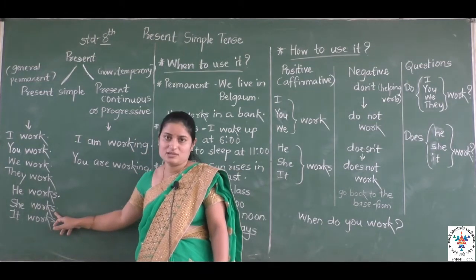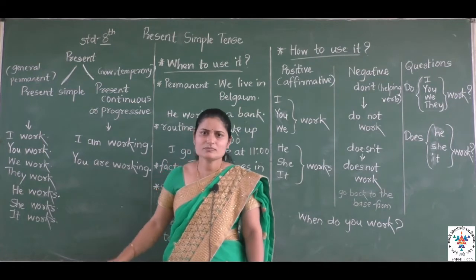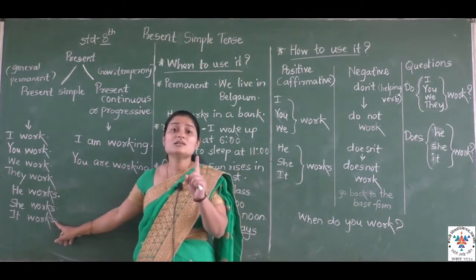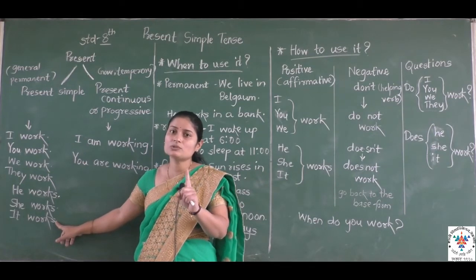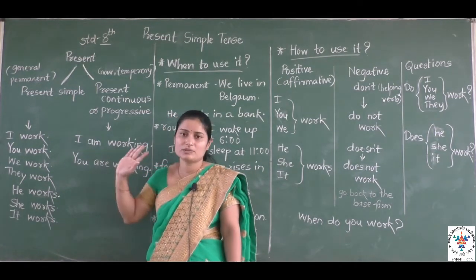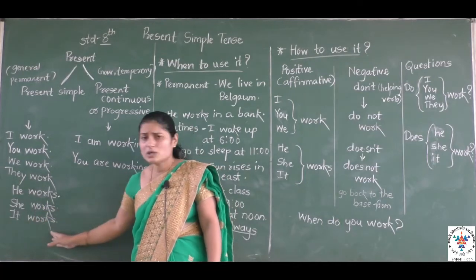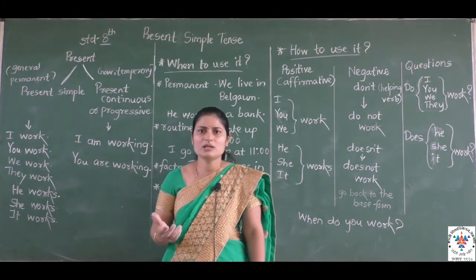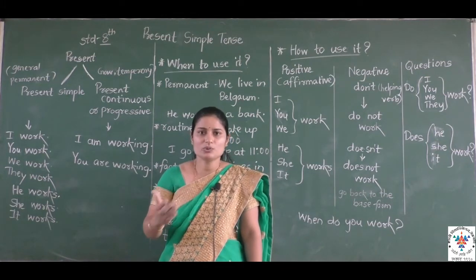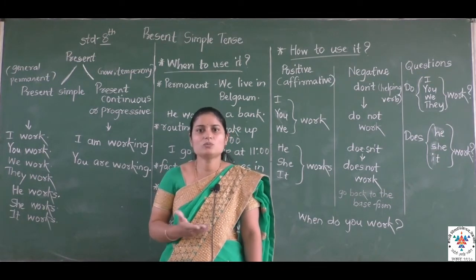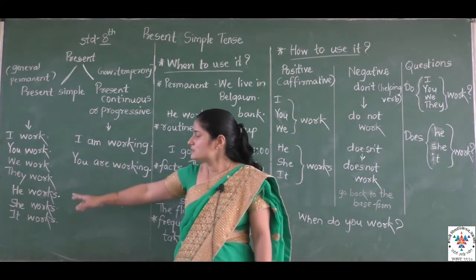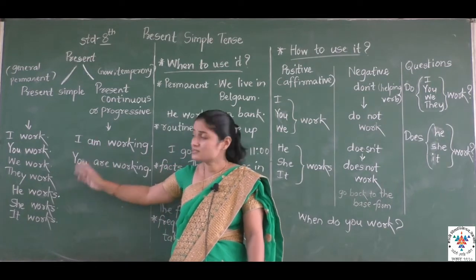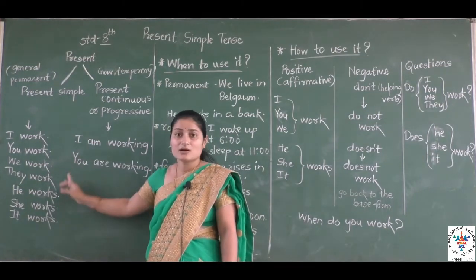She works. She works in a school. You should add s to the third person singular. This is the most important rule of this present tense that you should remember. She works. It works. Here it refers to a thing. For example, the computer, it works well. Understood? This important rule you have to remember. So this is the present simple tense form.